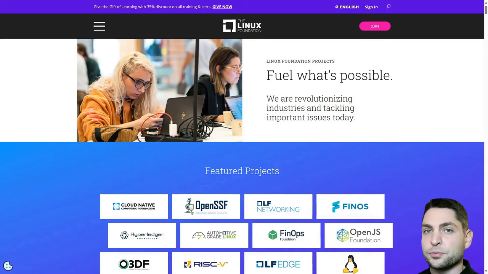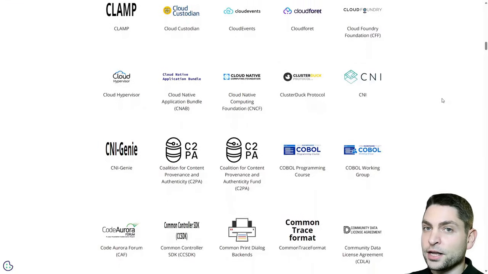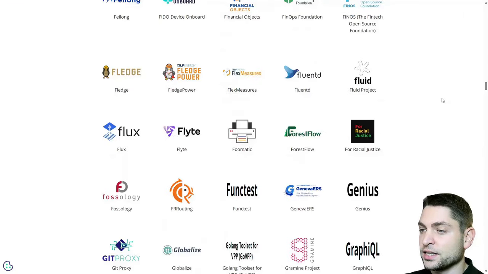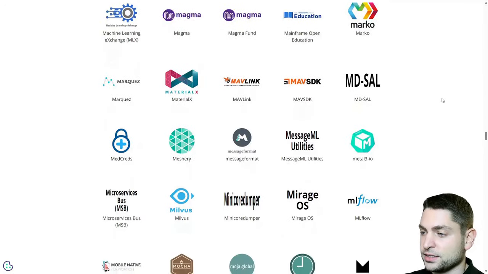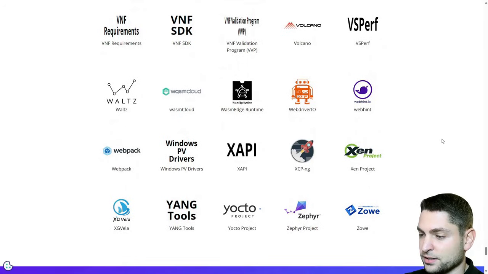on the Linux Foundation projects page. Here you can find a list of projects that are actively developed on Linux, and as you can see, the list is almost endless. I'm still scrolling. Almost done. There we are.